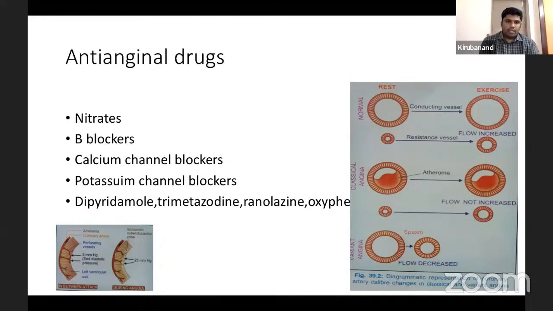So what about calcium channel blockers? You mentioned it. Should we use that? For rate control, and in Prinzmetal angina, we can use them for relieving pain, sir. Okay. Prinzmetal angina.